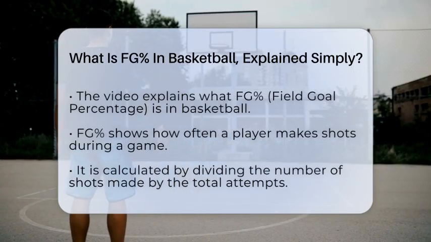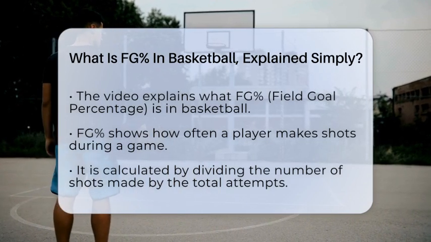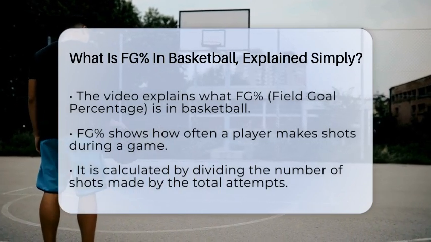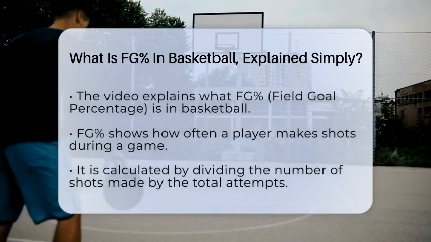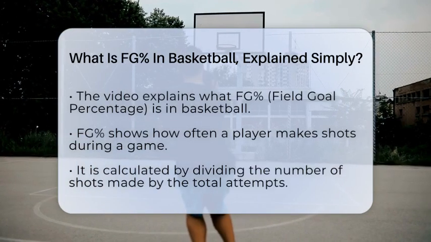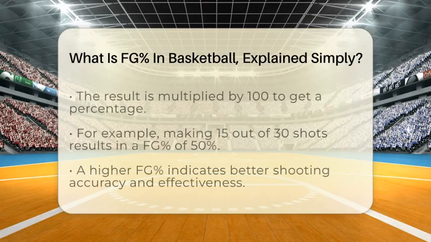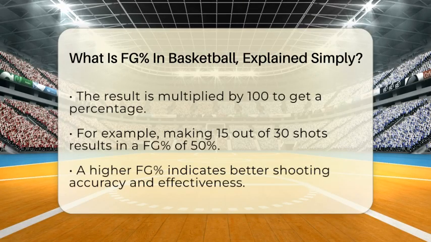It's a key part of core player statistics because it shows how efficient they are when trying to score. To figure out a player's field goal percentage, you take the number of shots they make and divide it by the total number of shots they attempt. Then, you multiply that number by 100 to get a percentage. For example, if a player makes 15 shots out of 30 attempts, their FG% is 50%. That means they successfully scored on half of their shot attempts.